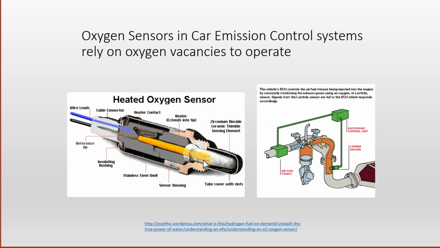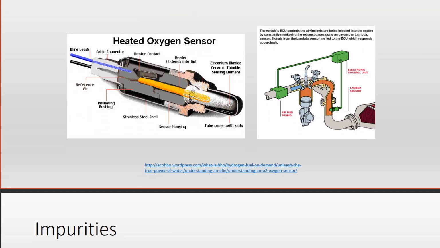And the way that this works is there's an electrical signal that is created by the diffusion of oxygen into the device, and you can measure oxygen concentration. These are found in most of the cars in California, which have an oxygen sensor as part of the emission control system.